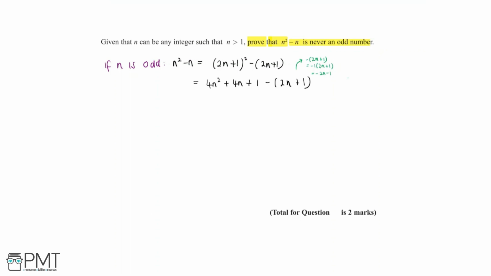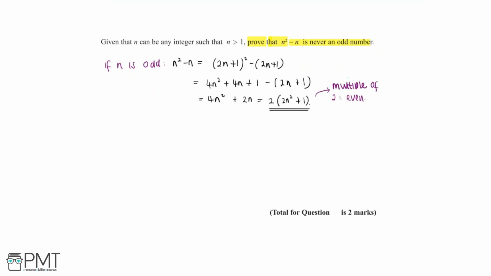So now when we simplify this, we'll get 4n squared, and then 4n minus 2n, which is equal to 2n, and then 1 take away 1, which is equal to 0. And so simplifying this, we're left with 4n squared plus 2n. Now factorising the 2 out, we can say that 4n squared plus 2n is equal to 2 multiplied by (2n squared plus 1). Now since we've been able to factorise the 2 out, we've proven that 4n squared plus 2n is a multiple of 2. And so if it's a multiple of 2, it must be an even number. And so we've now proven that if n is odd, n squared minus n is an even number.